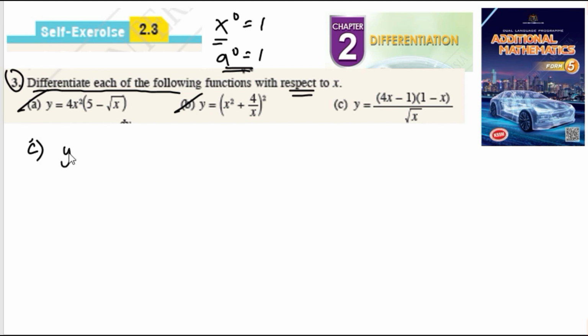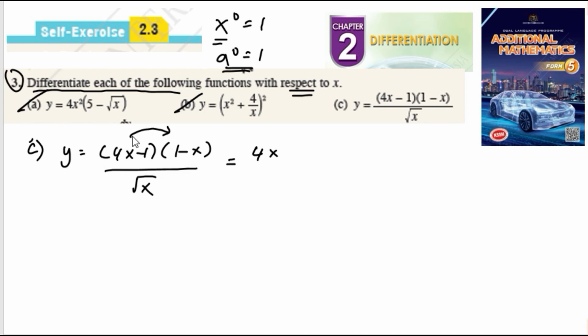So for part C, you have y equals (4x minus 1)(1 minus x) divided by x. So we know that this one is 4x minus 1, and this one you can expand. So 4x times 1 is 4x. 4x times negative x, you get negative 4x squared. Negative 1 times 1, you get minus 1. Negative 1 times negative x, you get plus x.